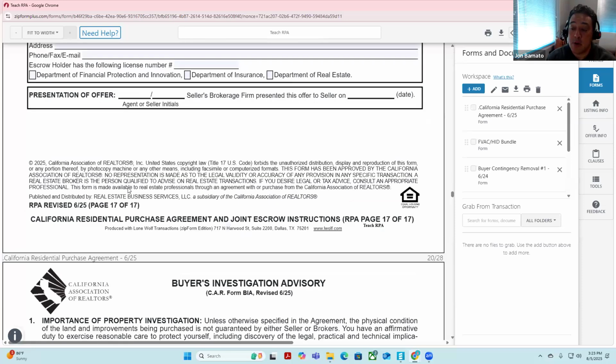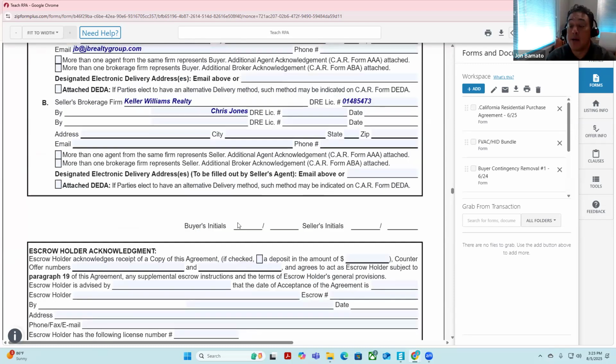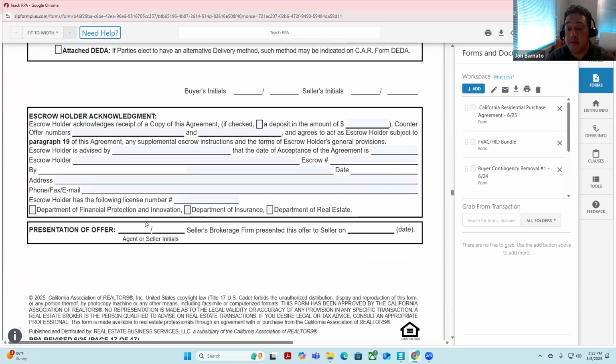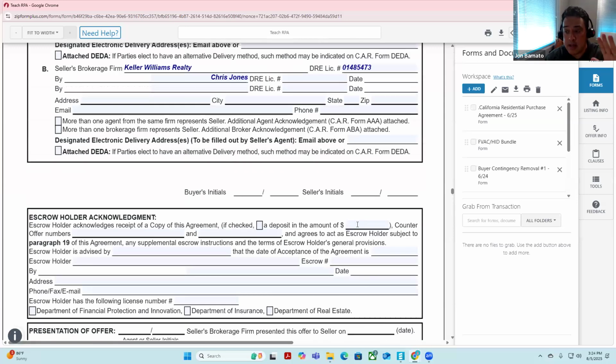Presentation of offer. This is your group. Remember, you have the right to present the offer. This says the seller broker presents this offer to the seller. The seller or agent would initial and date there. This is proof that I presented the offer. Make sense? So I always fill this out if the seller's countering or the seller's accepting the offer. I put my initials and date there showing I presented the offer that day. Make sense? Are we cool on that?